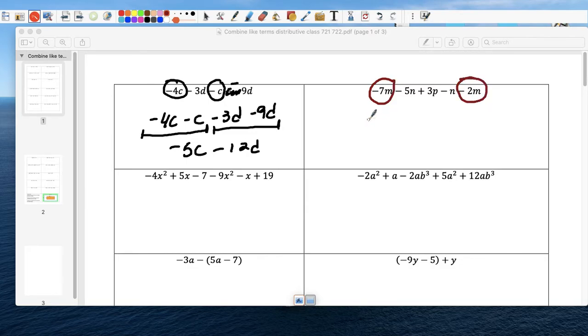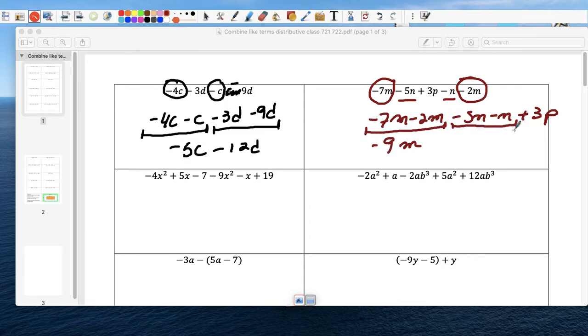This and this, negative 7m minus 2m, and then the n's, negative 5n minus n plus 3p. Again, negative 7 and negative 2, right? We can ignore the variable and just focus on the coefficient. So that's negative 9. And then this, negative 5 minus n is negative 5 minus 1, which is negative 6n, and then plus 3p.